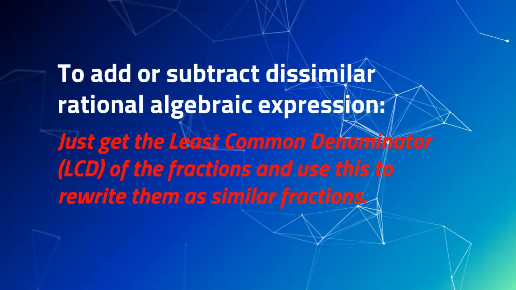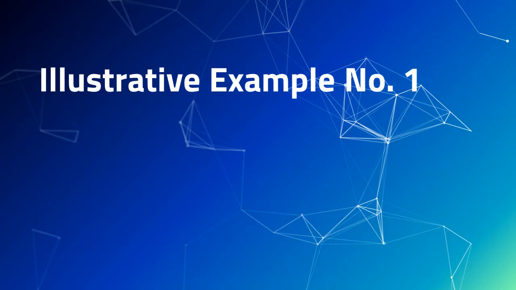Okay, so in adding or subtracting dissimilar rational algebraic expressions, you always have to get the least common denominator, or the LCD, of the fractions and use this to rewrite them as similar fractions. So you have to go back to finding the least common denominator. There are different methods in finding the least common denominator, but I will be teaching you one method only. So for you to understand the process, let's have this first example.